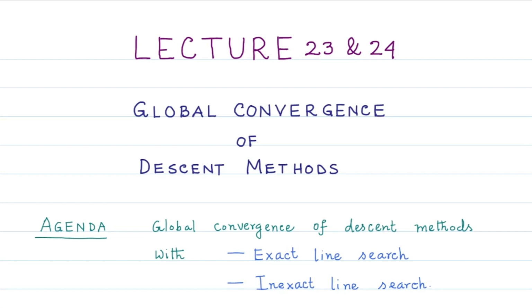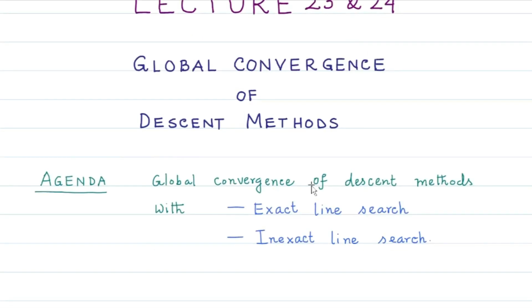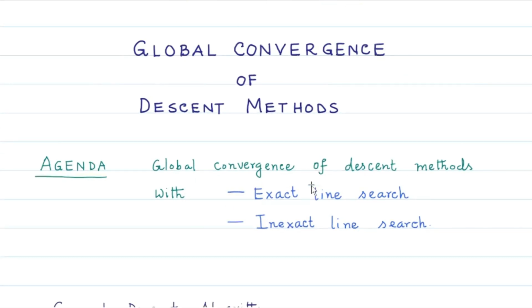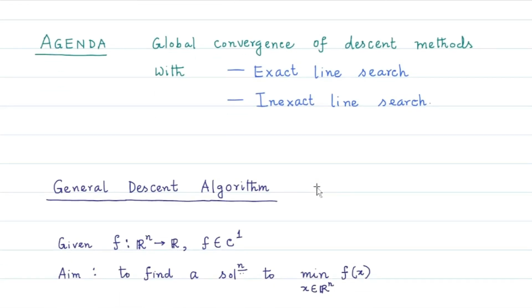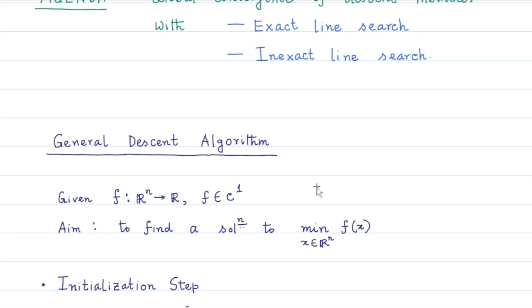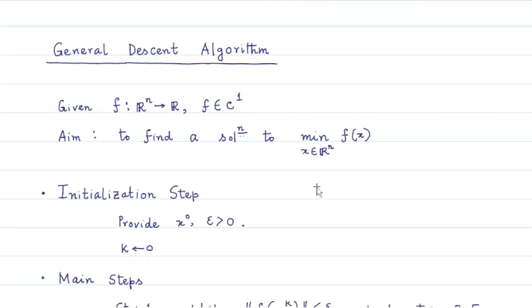For the other three inexact line search methods, I will give sufficient references from which you will get the global convergence of a general descent method where we employ inexact line searches of those three types. Before getting into the global convergence of descent methods with exact and inexact line search methods, let us quickly recall the structure of the general descent algorithm that we described one or two lectures before.